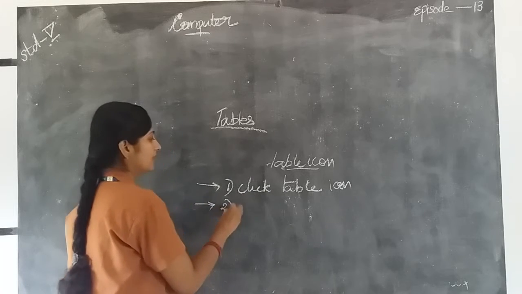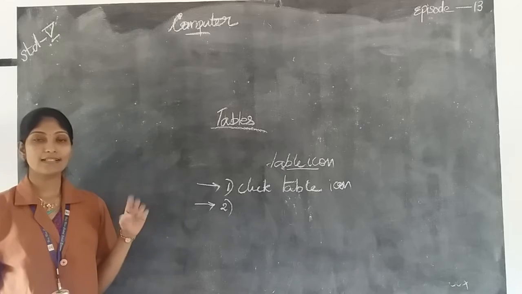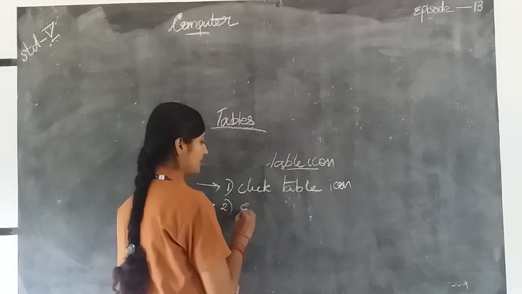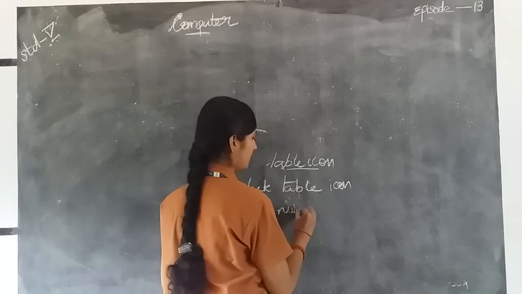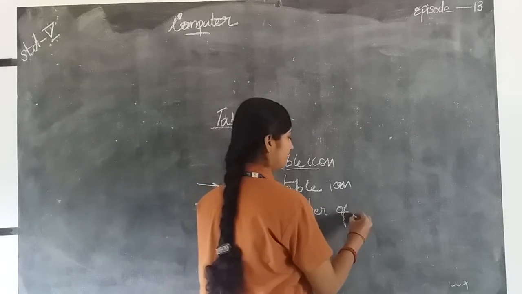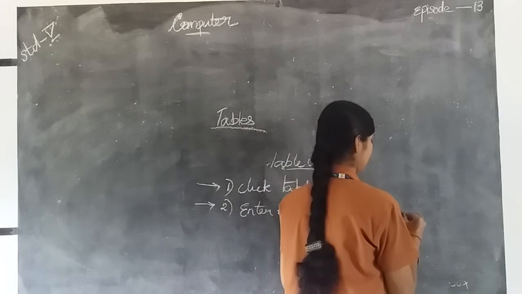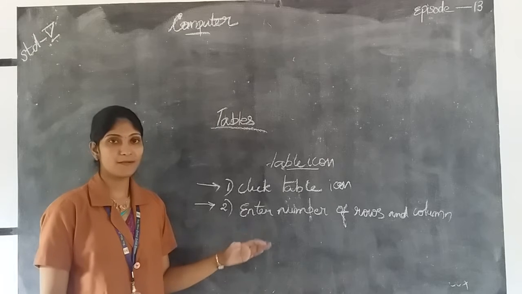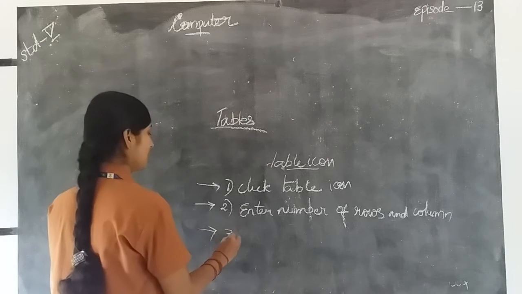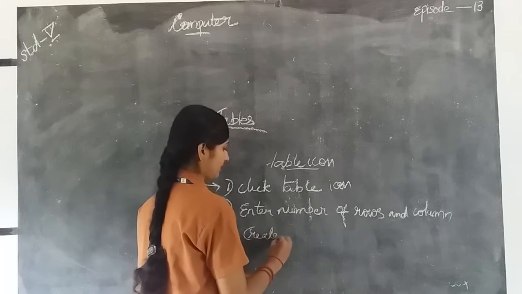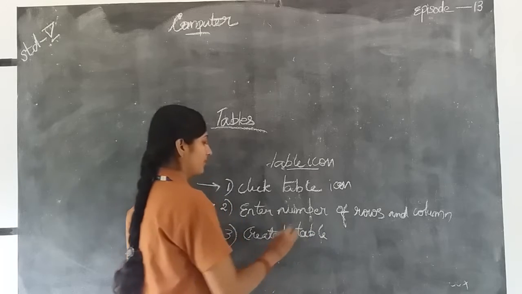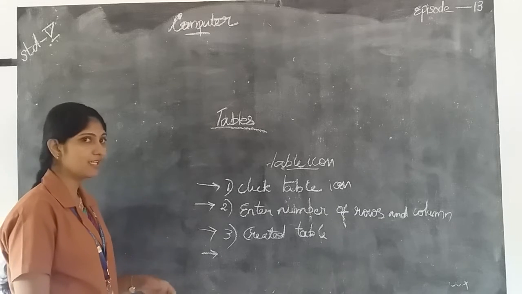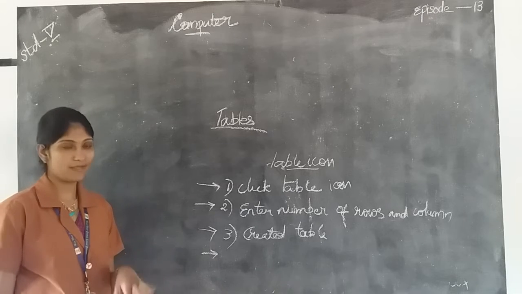Then second step, after clicking the table icon, a table dialog box appears, so that you can enter your number of rows and columns. Then finally you can create the number of columns and rows in that table. So finally we created a table. And also you can change the background color, font type, font color, font size, etc. in that table by selecting the font size group or font color group, etc.